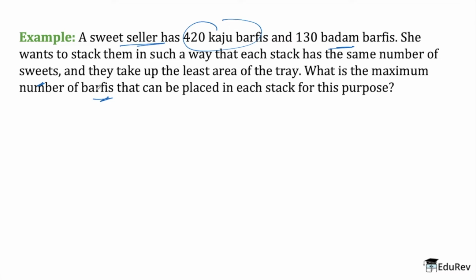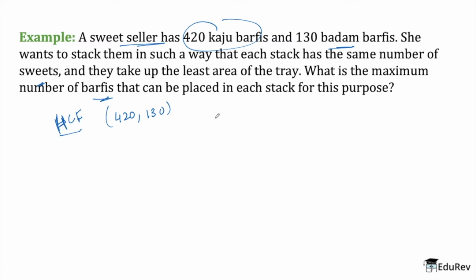Now this question can be solved with the help of error and trial, right? But to do it in a very systematic way, we need to find the HCF, that is the highest common factor of what? 420 and 130. Now you do not need to worry about what HCF is right now, if you do not know how to find it, because this question can be simply solved with the help of Euclid's division lemma as well, and HCF can be calculated with that as well.